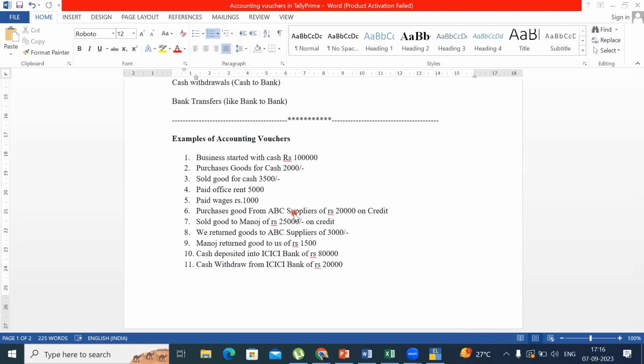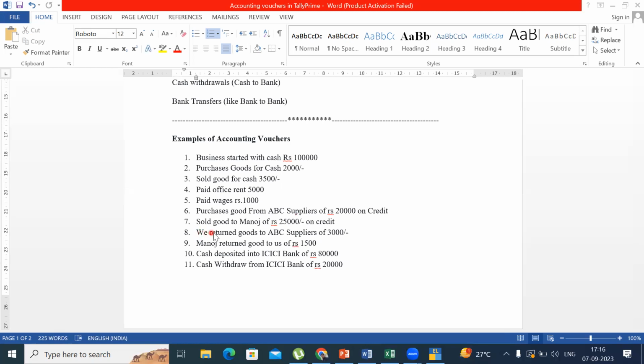Suppose we are selling on credit without receiving money, or we are buying stock without payment of cash. In that case, we say the transactions are credit-based transactions. And the seventh one also: sold goods to Manoj of rupees 25,000 on credit. So what does on credit mean? It is passed by debiting Manoj's account and crediting sales.